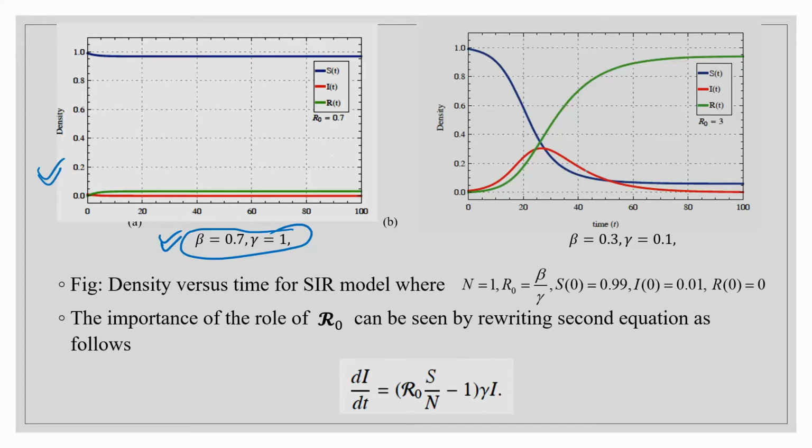Now if you change the parameters a little bit, and if you set beta equal to this and gamma equal to this, you will see that there is a growth in the infection before it dies out. So we will now introduce an important concept: the reproduction number. So what is the reproduction number?